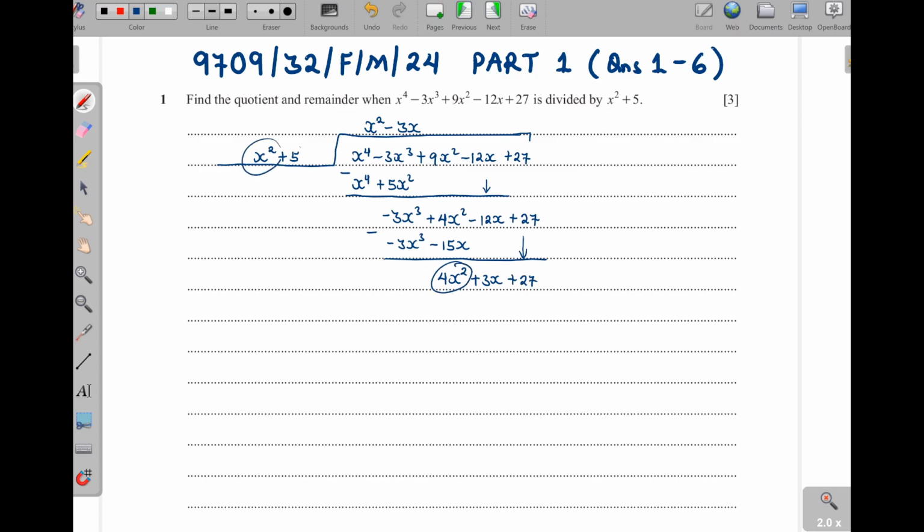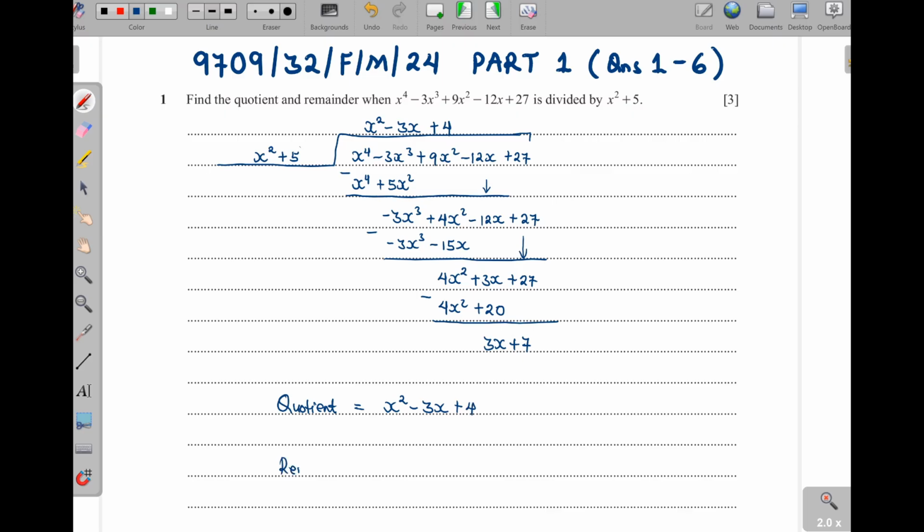Then this one divided by x squared, you'll get a 4. So we put that 4 there. Then this times that, again we get 4x squared, and then 5 times the 4 gives us a 20. Then when we subtract, this one disappears, and then 3x minus 0 is 3x. Then 27 minus 20 is a 7, so plus the 7. So meaning our quotient is equal to what we are having up here, x squared minus 3x, then plus 4.